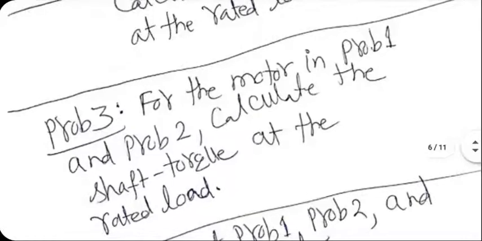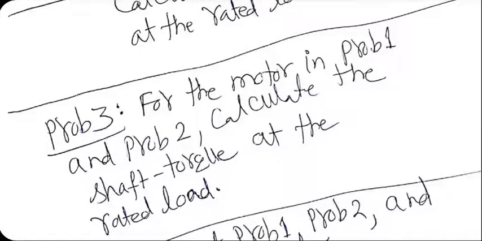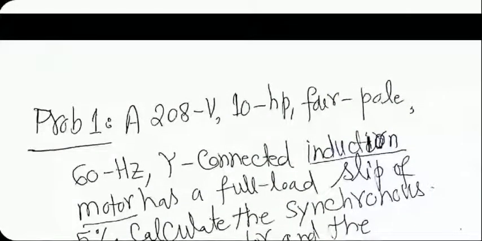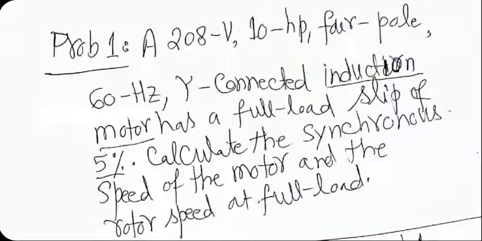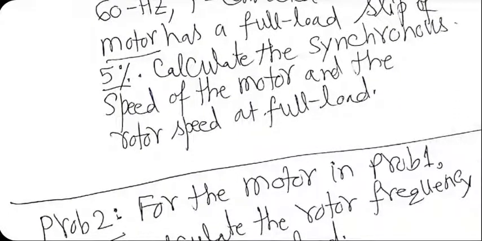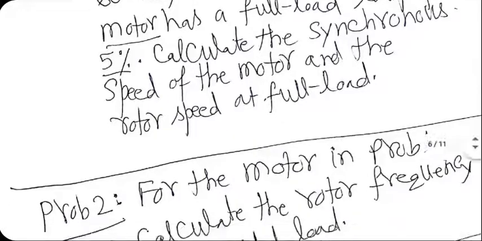Problem 3. For the motor in problem 1 and 2, calculate the shaft torque at the rated load. So first thing you need to know is the output power, which is given as 10 horsepower. We are operating at full load. So 10 horsepower multiplied by 746 watts will give you 7460 watts. You know the rotor speed at 1710 RPM. We have just calculated it. From there, you calculate omega and then divide the power by omega to get the torque.